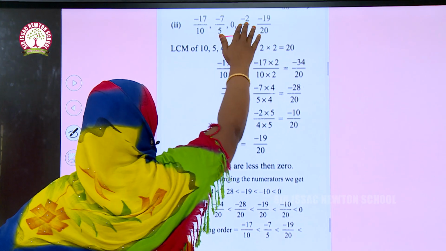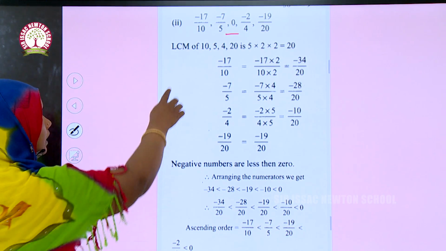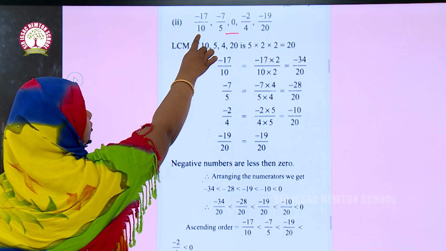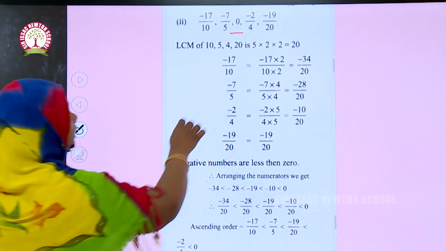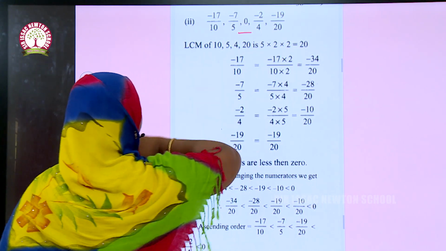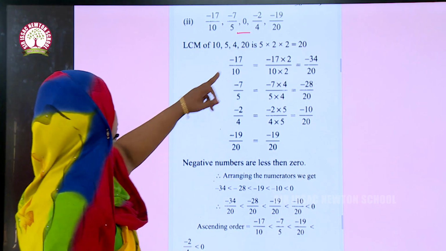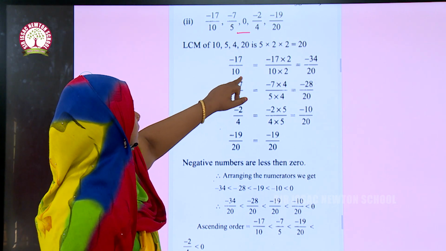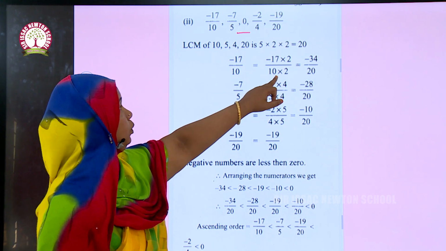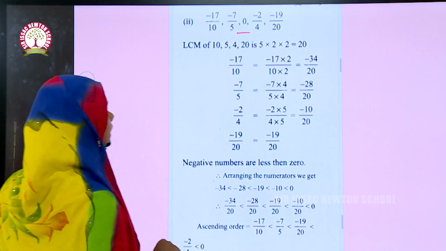Other than 0, take all the 4 numbers and make the denominator equal. So we are going to find the LCM for 10, 5, 4 and 20. The LCM is 20. So now the next step is to make the denominators equal to 20. Minus 17 by 10, this 10 should be multiplied by 2 to make it 20. So minus 17 into 2 is minus 34.